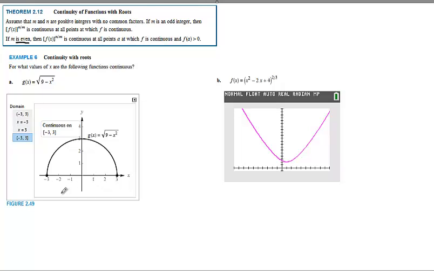I can see that my function is continuous all throughout this 9 minus x squared, because my f of x in this case is 9 minus x squared. And the domain of this g of x would be -3 to 3, and I need to see if it's continuous all throughout that realm or not. Now, I know that it's continuous on the open interval -3 to 3 by virtue of that theorem 2.12.